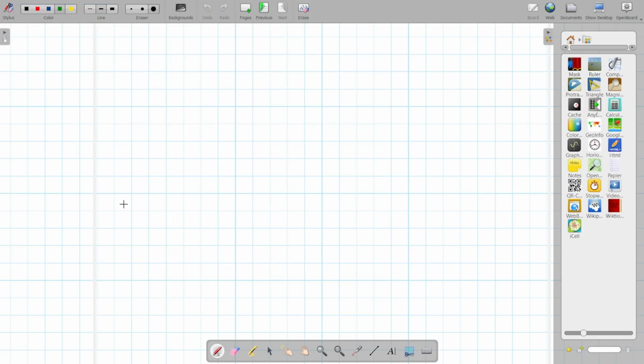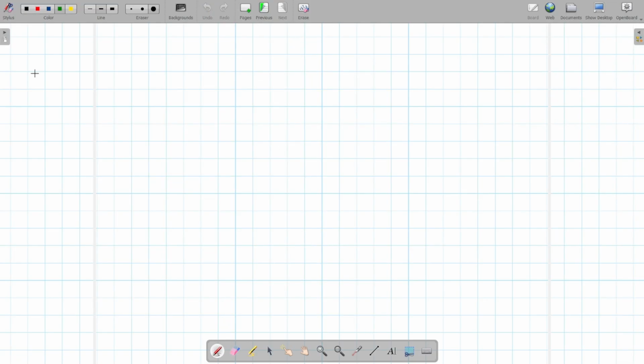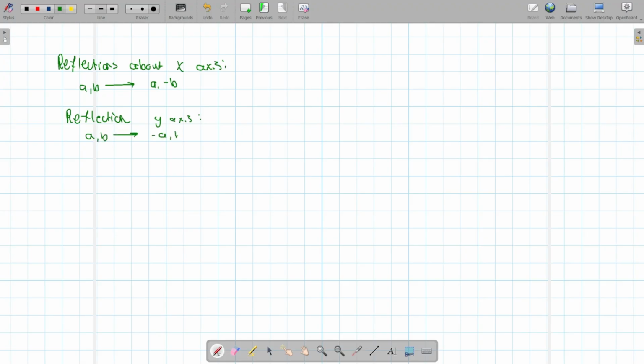Let's start with the first rule. I'll start with the reflections. Okay, the reflections about the x-axis. If you have a point a comma b, if it's reflected about the x-axis, it becomes a comma minus b. You only change the y coordinate. And then the reflection about the y-axis is easy stuff. I'll put this one quickly. It will be a comma b goes to minus a comma b.